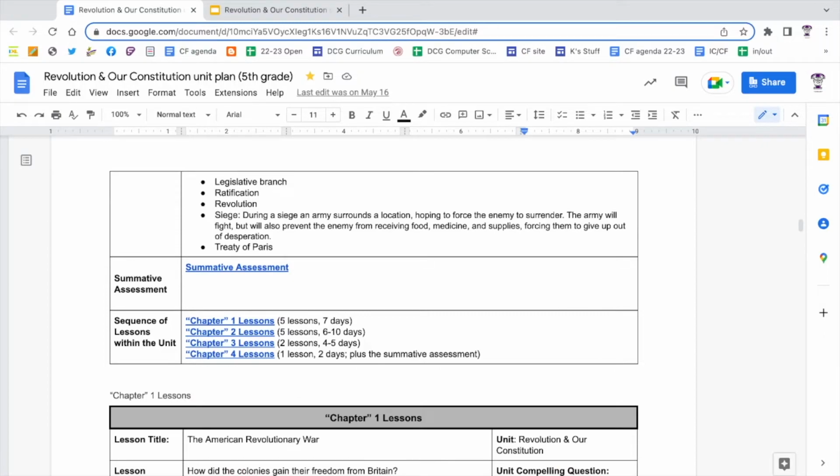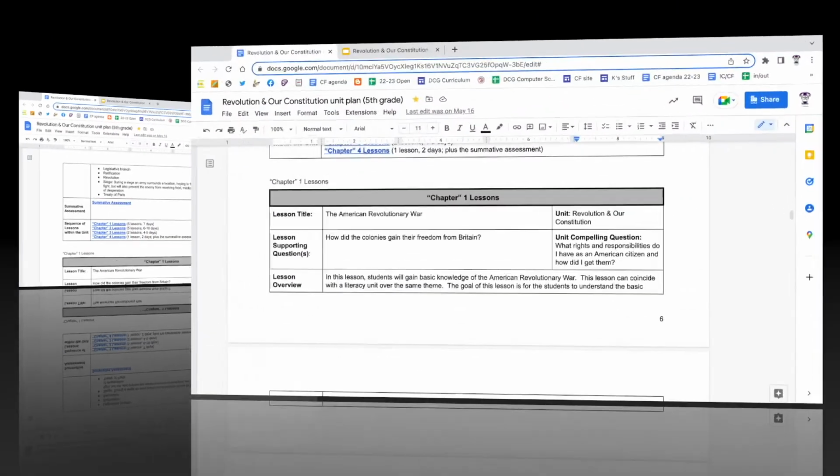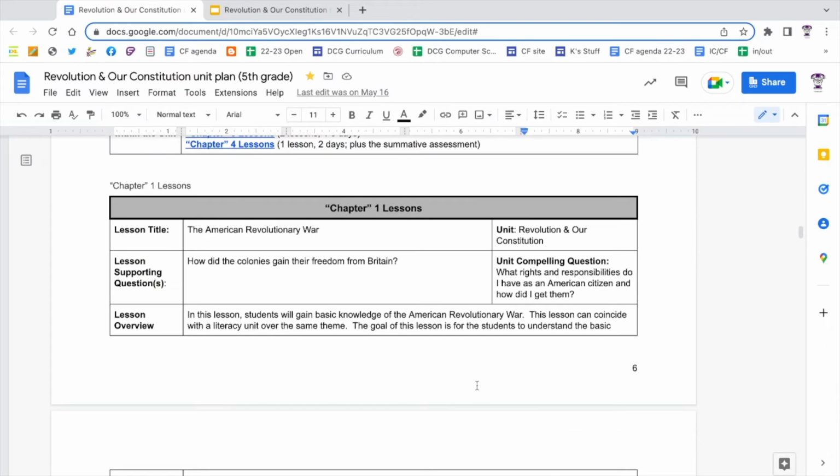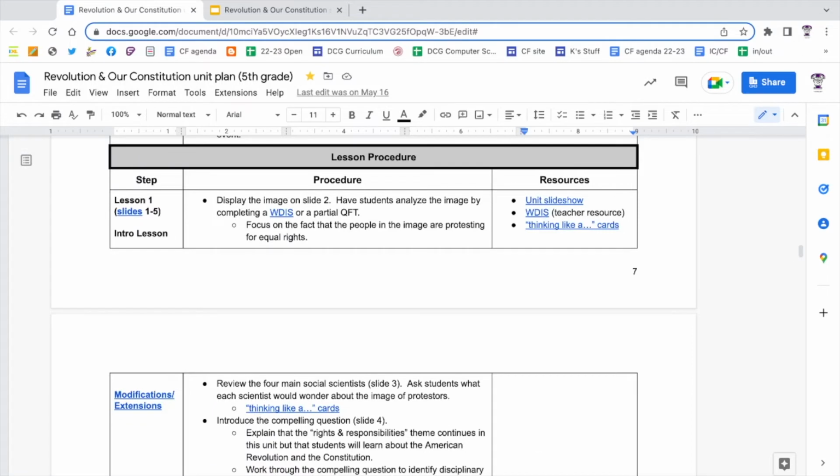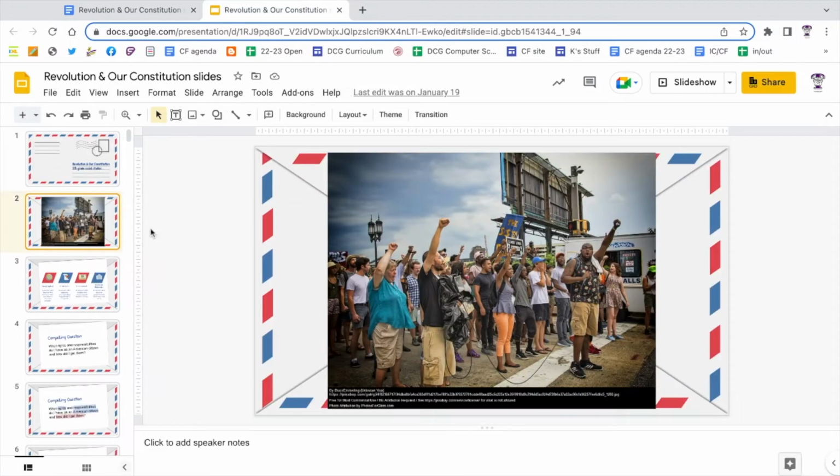And again, this unit is broken into chapters corresponding with each of the supporting questions. So Chapter 1 lessons go along with the first question, how did the colonies gain their freedom from Britain? In this lesson, students are going to focus on some of the basics of the American Revolutionary War and build up that background knowledge. So in Lesson 1, we're going to have students start by looking at an image, which is this one right here.